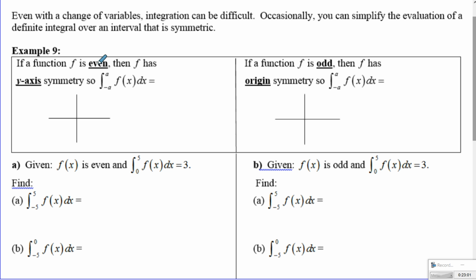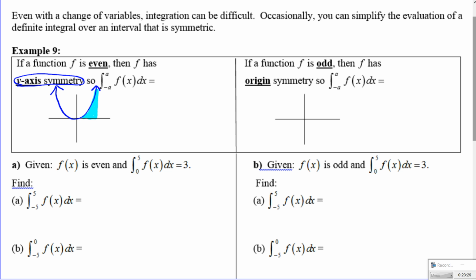So if f is even, let's draw ourselves an even function. I'm thinking a nice quadratic. A quadratic is an even function. What makes it even? Well, the fact that it is symmetric over the y-axis, right? So if I'm looking for area underneath the curve, let's use a highlighter. That would be this region here.